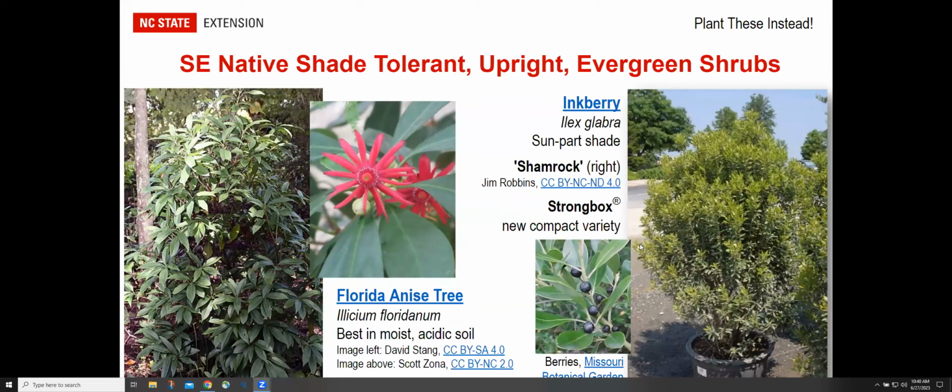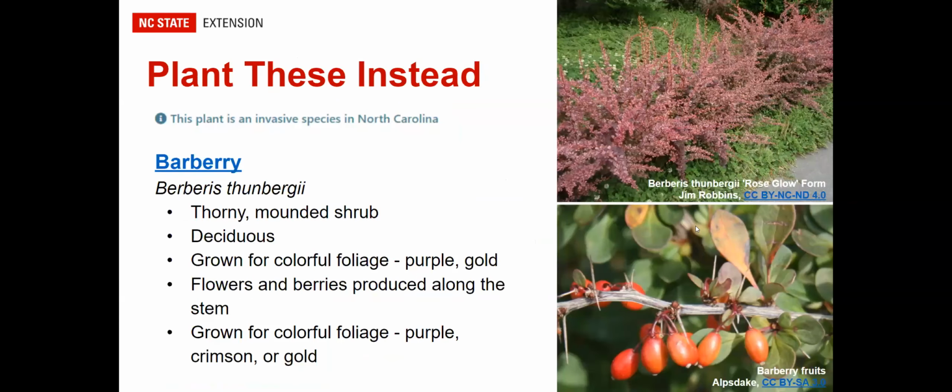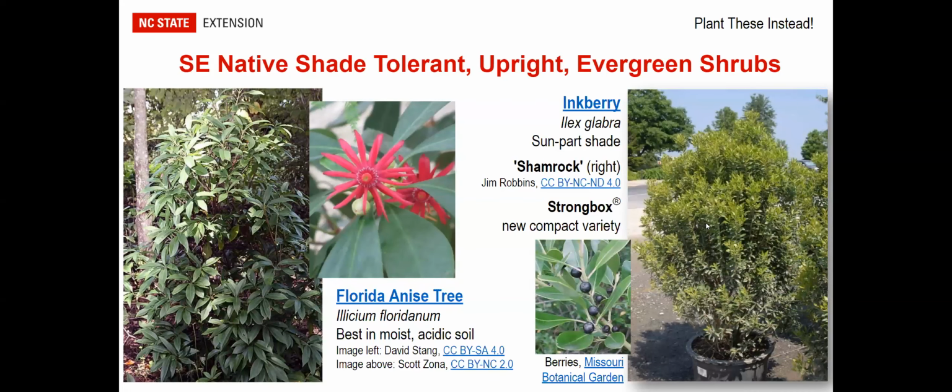And if you're looking for natives, the wrong picture showing up here, sorry. I don't know. Oh no, I'm sorry, that is the correct picture. Confused myself for a minute.